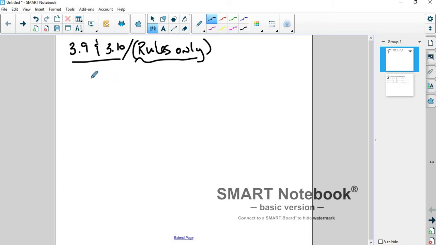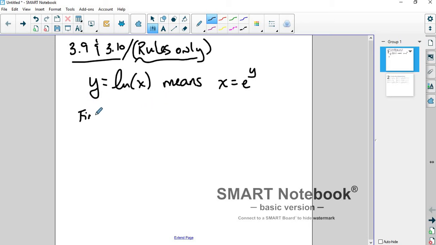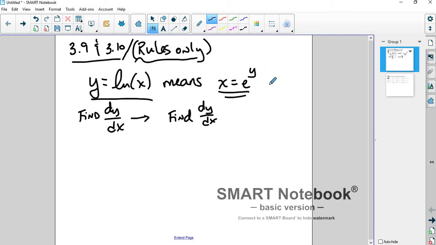In 3.9, we're talking about the natural logarithm. Remember what the natural logarithm function means? It means that x is equal to e to the y power, because ln is log base e, where e is the natural exponential function. So if we want to find dy dx for y equals ln x, we could find dy dx for x equals e to the y instead, because it's the same equation, just written in a different form. I already have a rule for e, and I can do this implicitly.